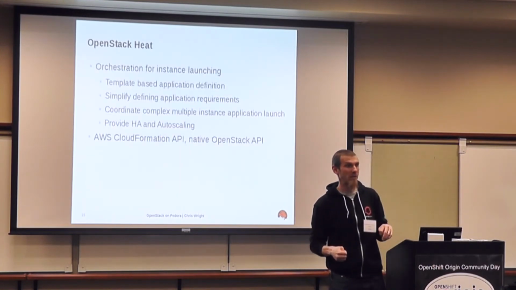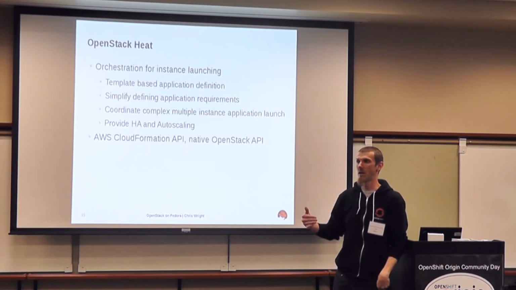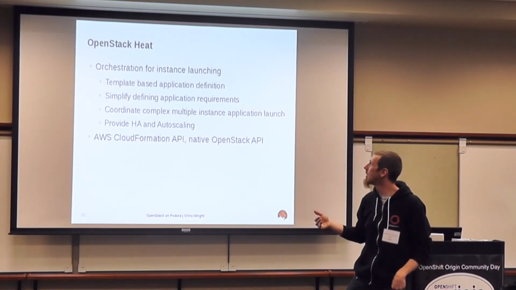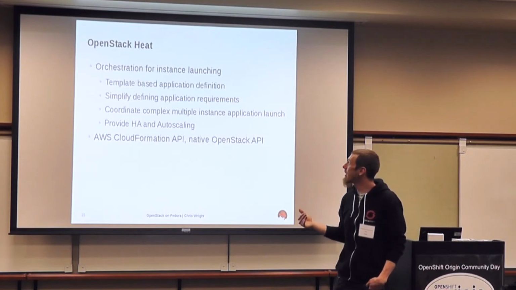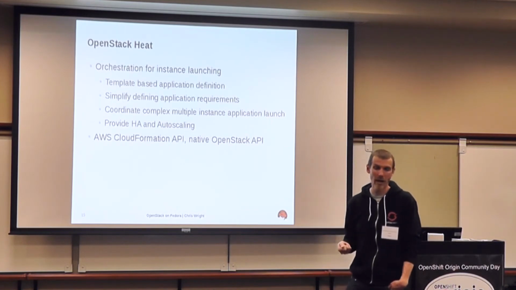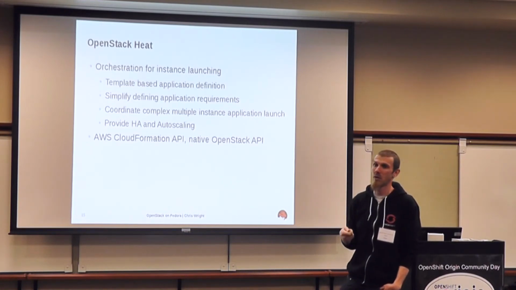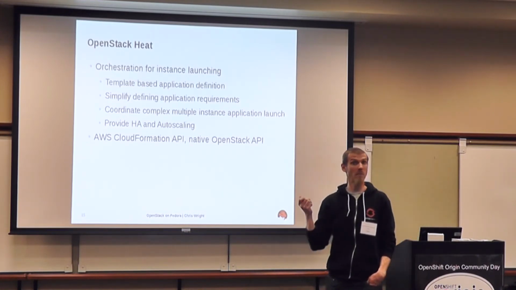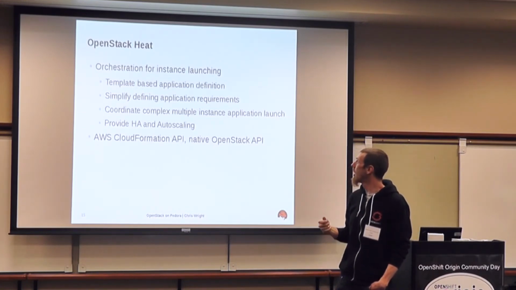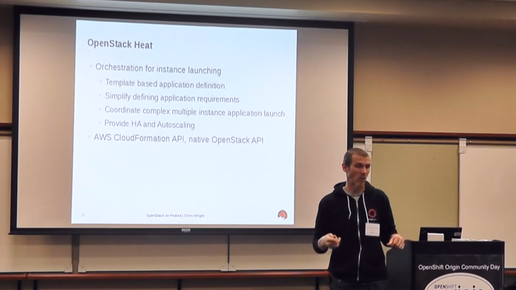The next component here is Heat. This is a little bit forward-looking. To date, everything I've been talking about is Folsom specific. Heat has been an incubation project, and in the Havana release, we'll see it as an integrated project. It is, at a very high level, an orchestration system for launching instances. In slightly more refined words, it's template-based, so if you're familiar with CloudFormation and the templates used in CloudFormation, it's really re-implementing that exact same infrastructure. With that template, you have the ability to simplify how you define launching your instances.